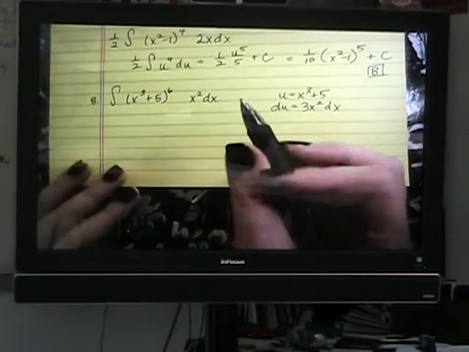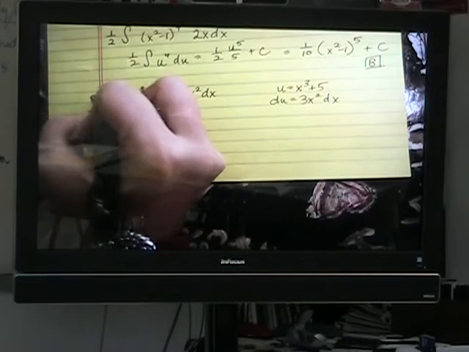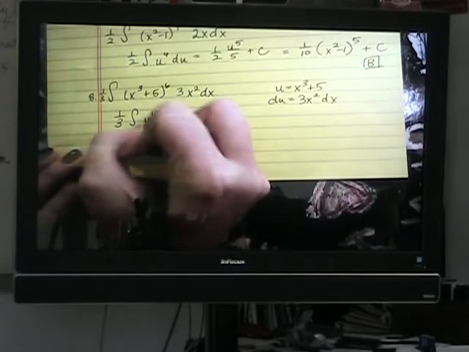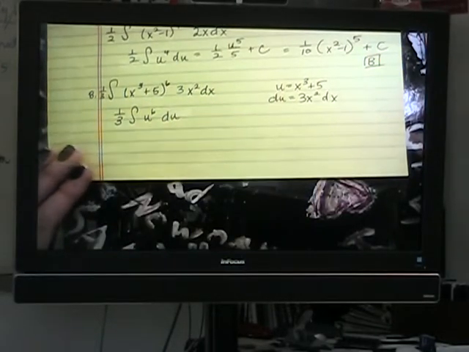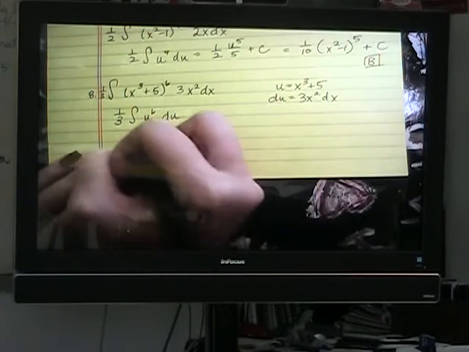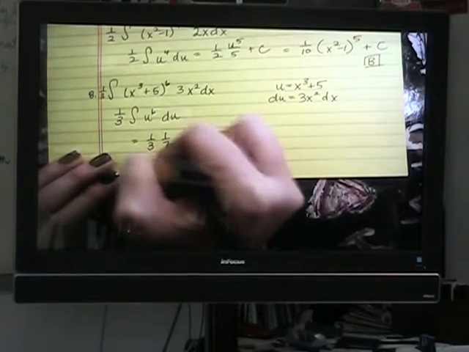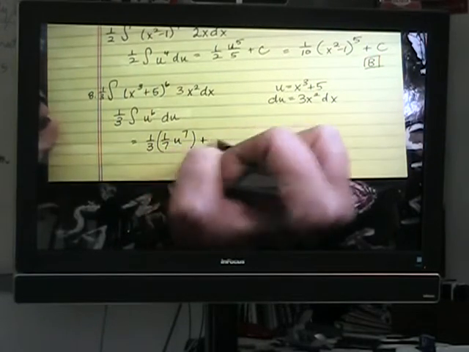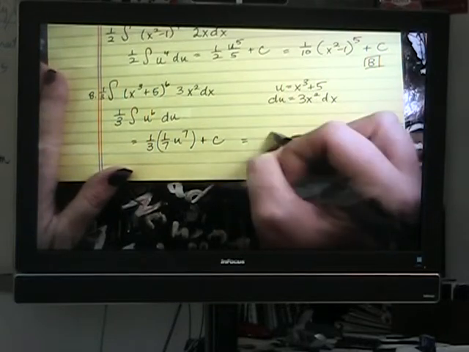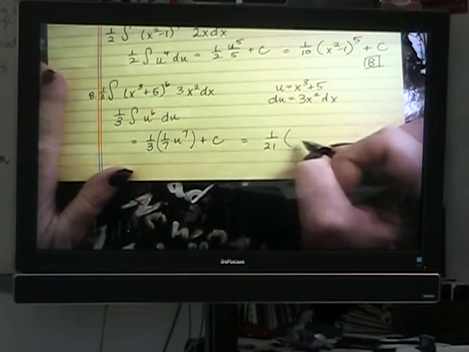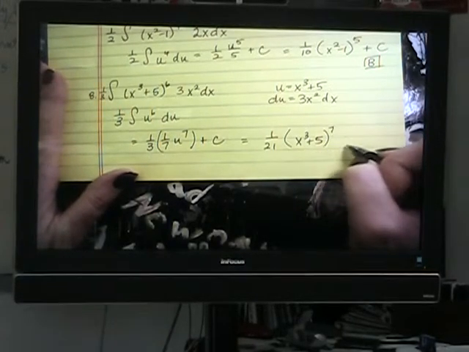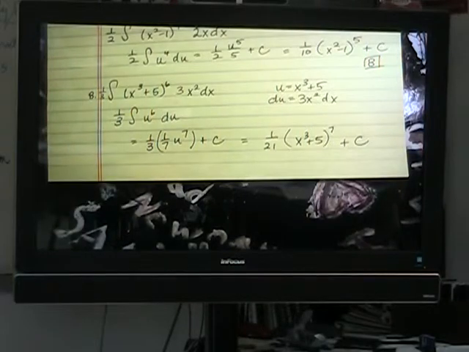So I'm missing a 3. I'm going to add it in and balance it out with a 1/3. And so I have 1/3 integral of u to the 6th du. What is the antiderivative of u to the 6th power? 1/7 u to the 7th, good. And we're going to multiply that times a third, and then add c. So you should have 1/21 times x cubed plus 5 to the 7th plus c. And so for number 8, you should have chosen A.